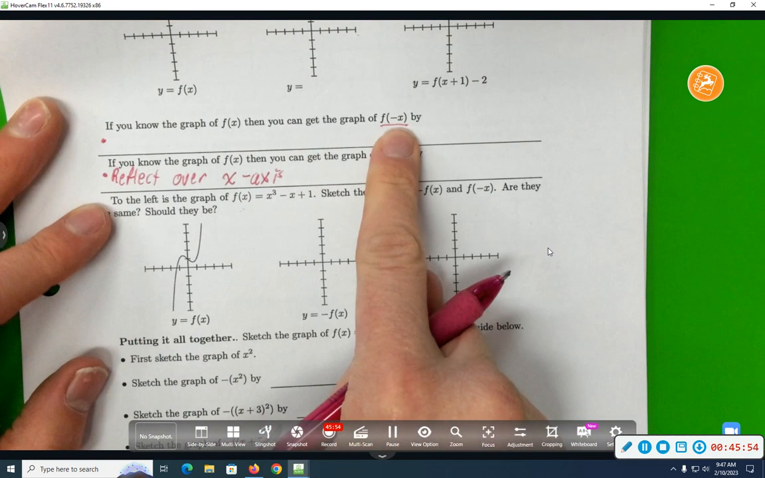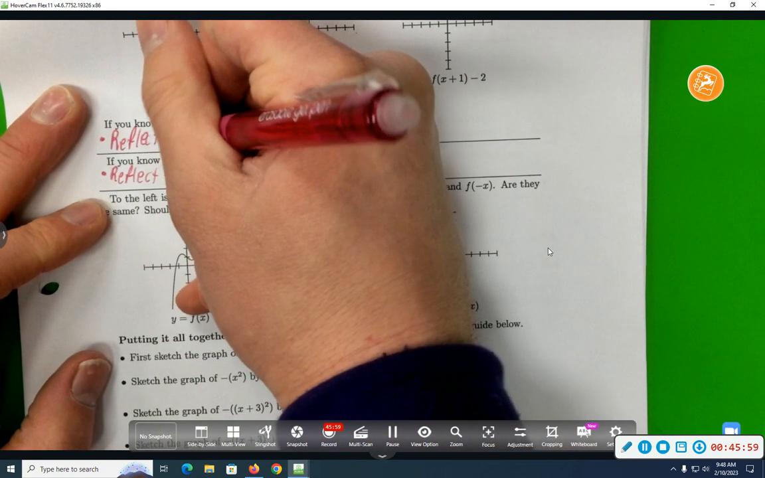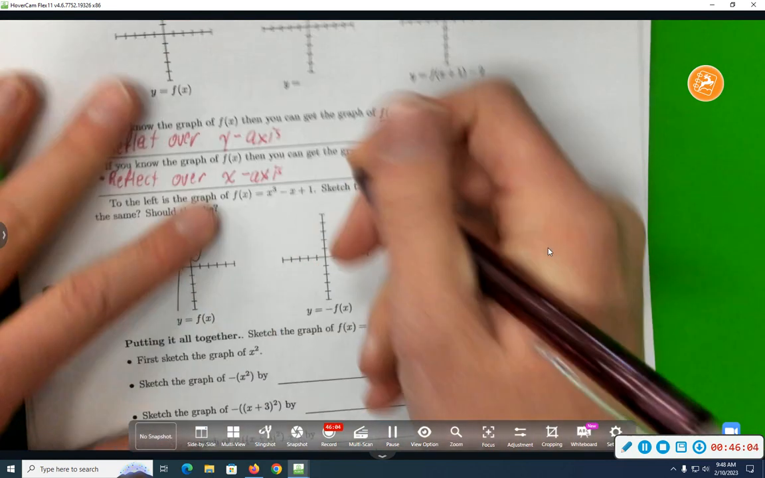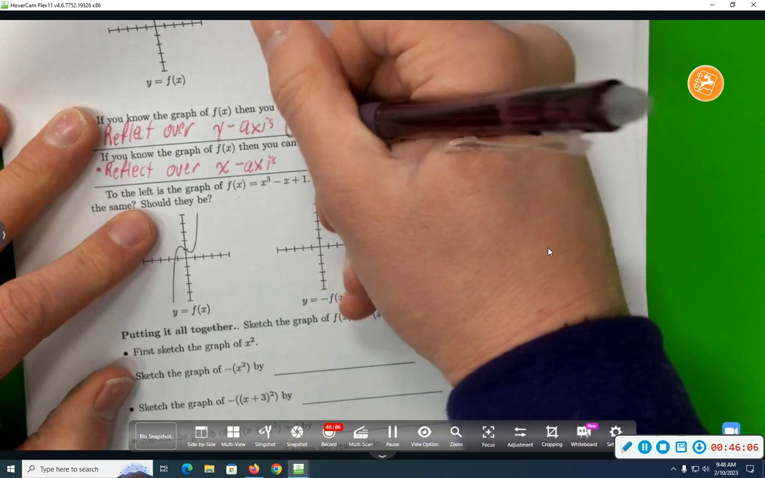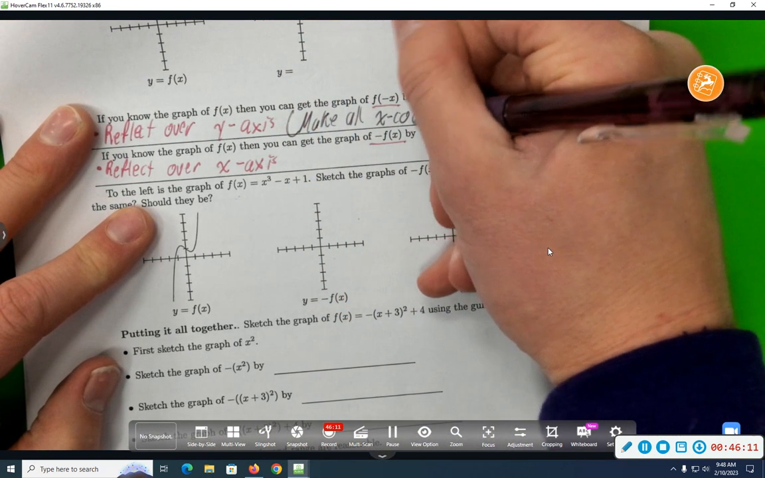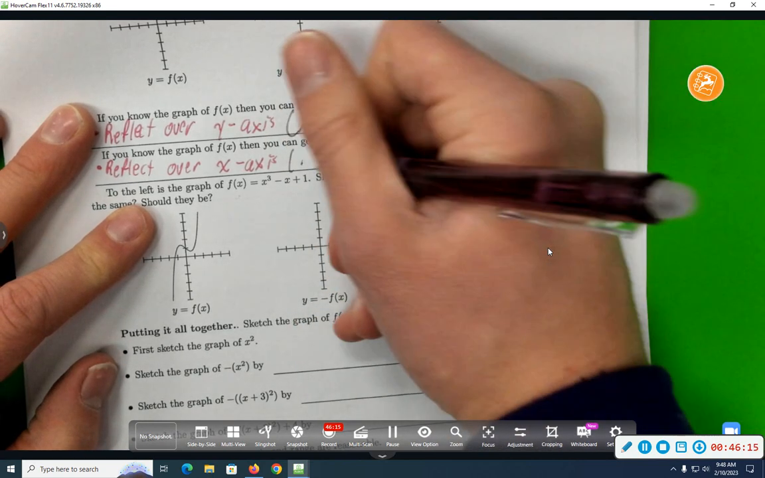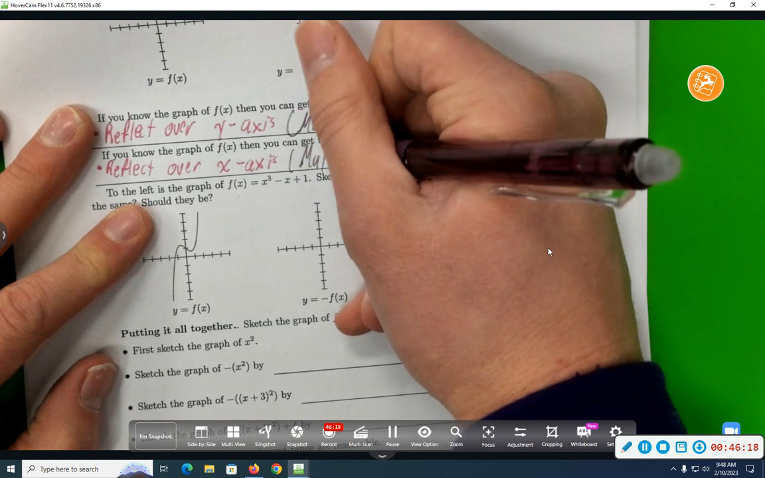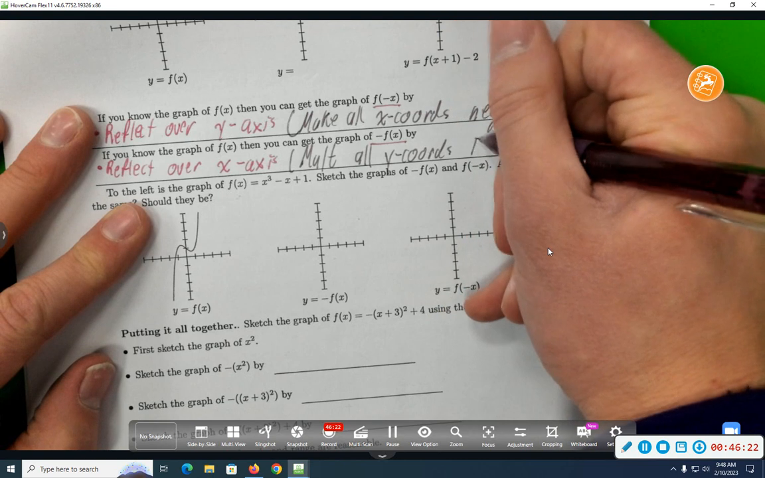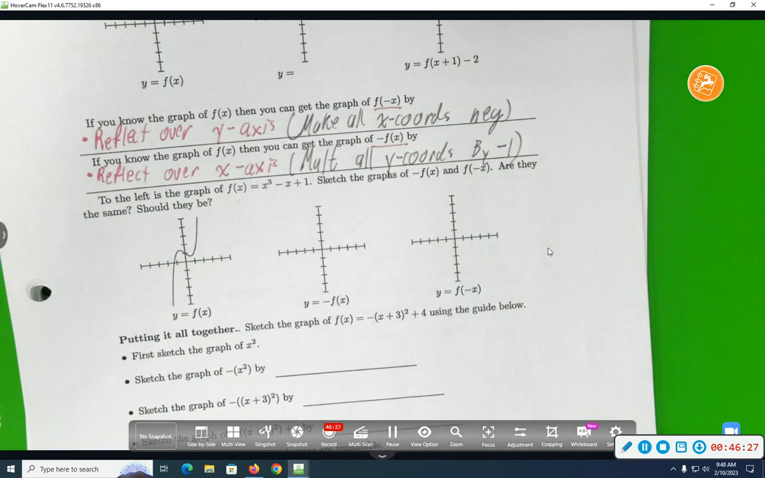Similarly, if you want the graph of f of negative x, you will reflect over the y-axis. Or maybe I'll say this in a second way as well. Make all x coordinates negative. Multiply all y coordinates by -1. Maybe that's a better way to say it. So let's see this in practice.